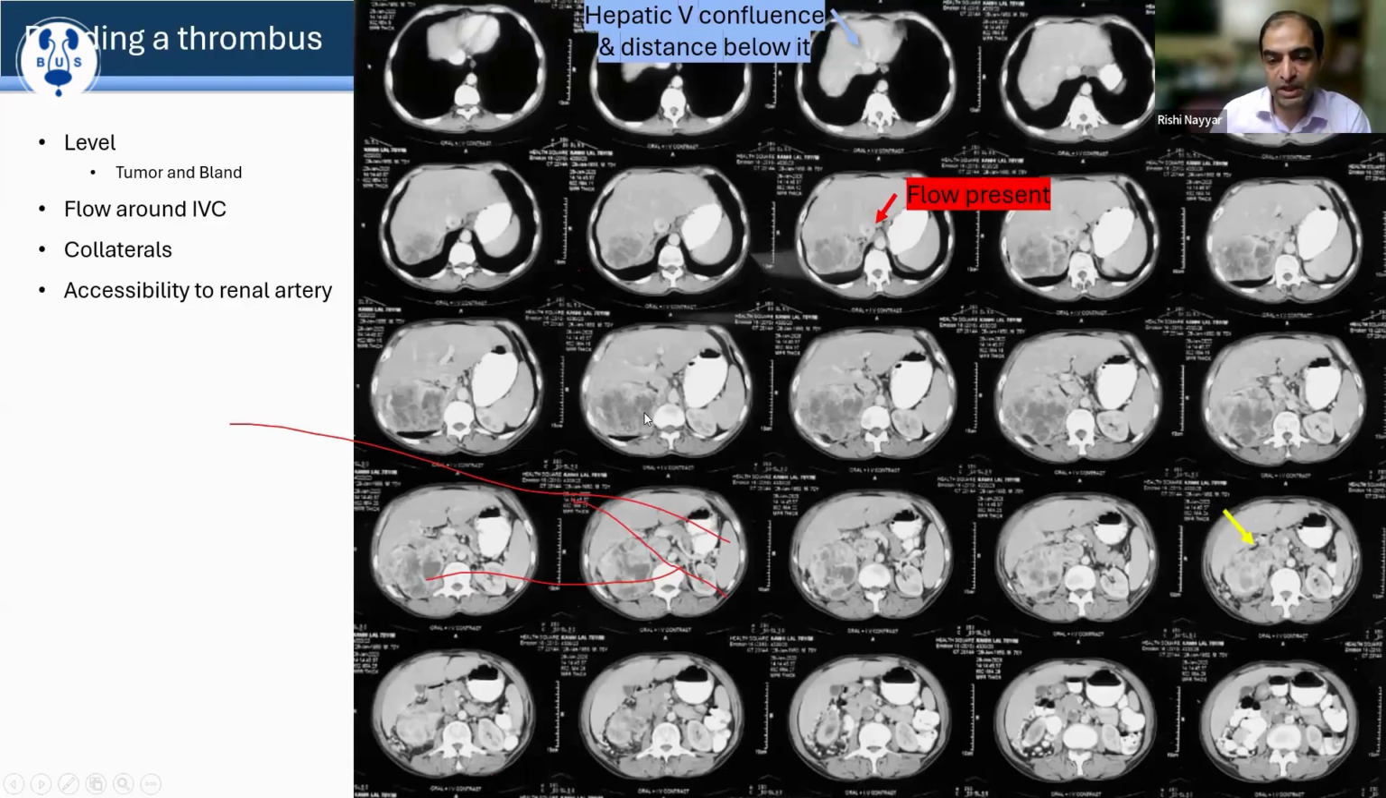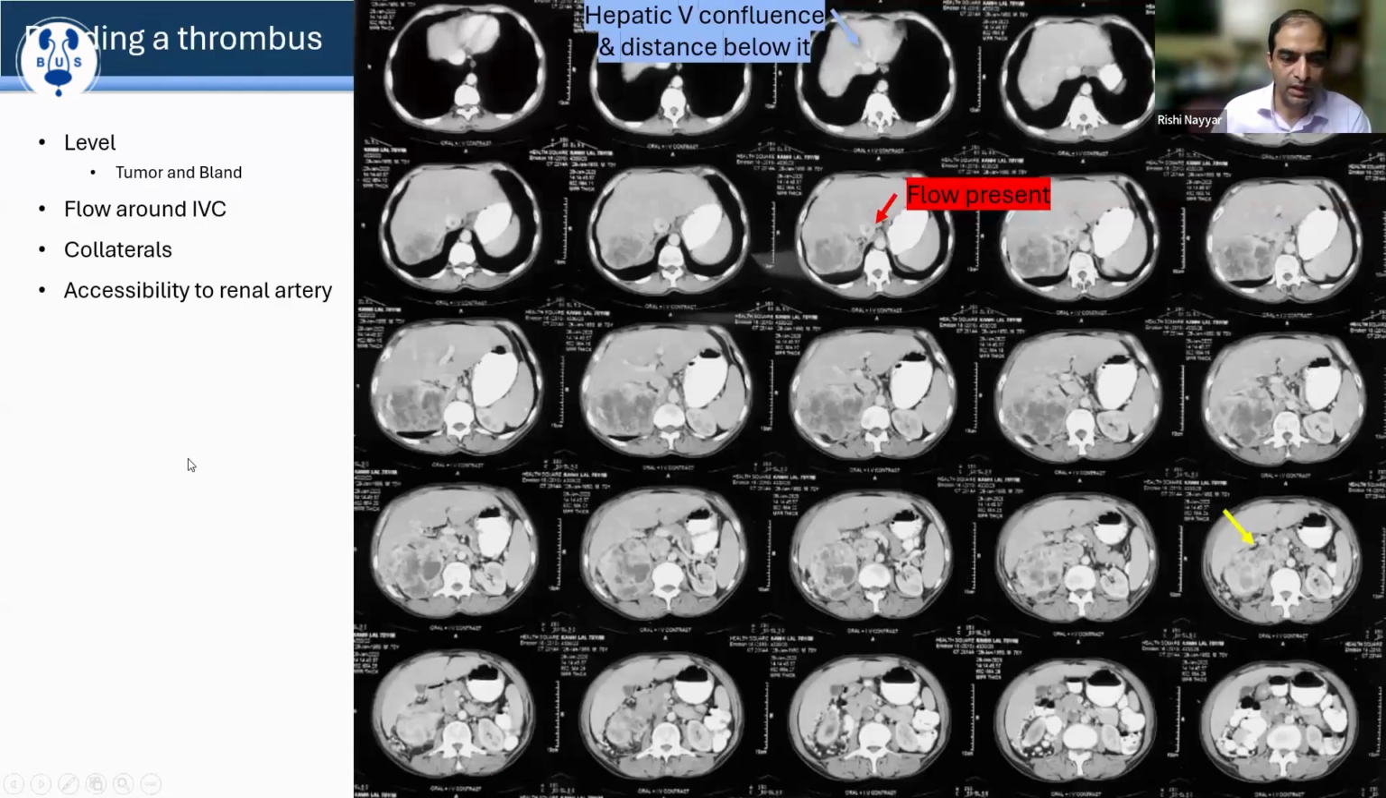So when we are manipulating the thrombus lower down, this thrombus has a tendency to get embolized. A thrombus which is distending the IVC and is a tumor thrombus is generally not that friable. But a thrombus which is floating free in the IVC lumen can actually break down during the IVC dissection and manipulation.